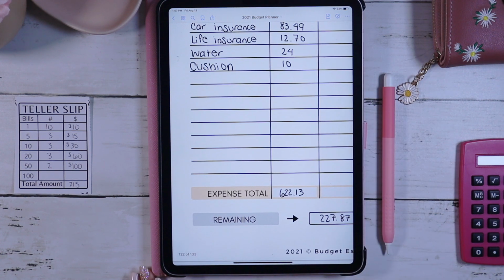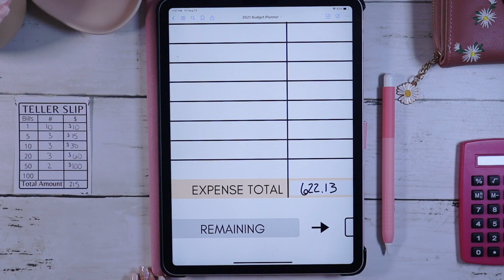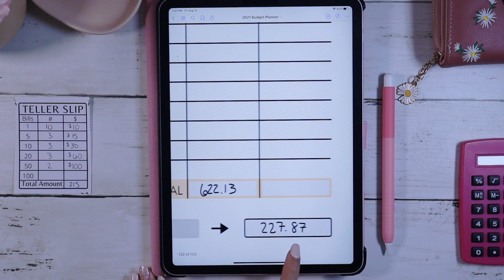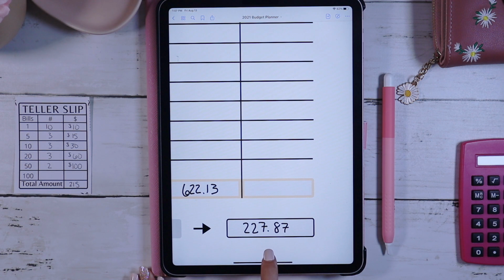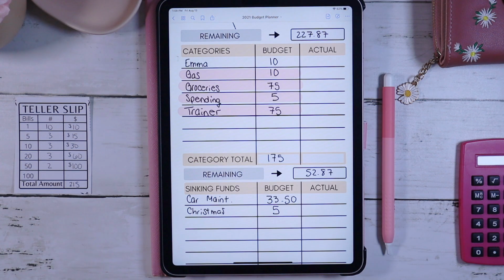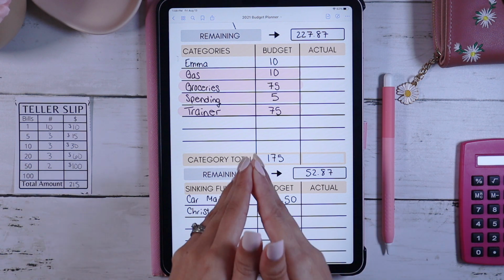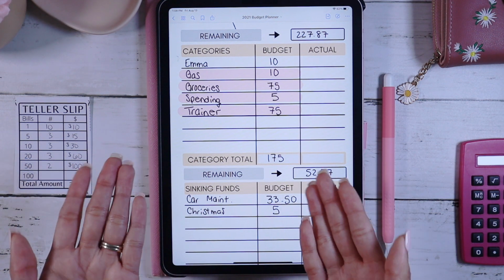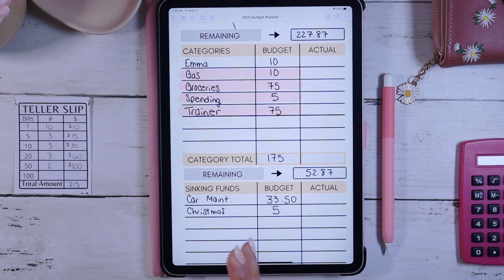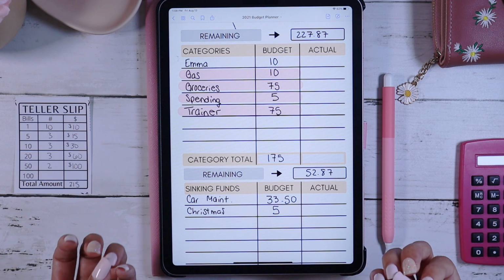So the total fixed expenses that we have here is $622.13. This has caused us to have a remaining balance of $227.87. We are trying to give ourselves enough room to be able to save and also do regular spending. We want to be realistic, and so we have been big believers of living within percentages. We learned this from Jordan Page, and it has really made a big impact in our finances.